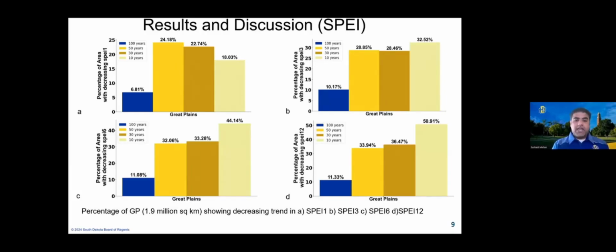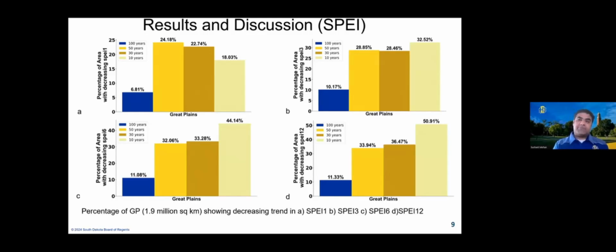Finally, in chart D, for SPEI 12, the percentage of the area showing a decreasing trend is even higher, with 50.91% of the Great Plains region exhibiting increasing dryness over the last decade. This is a significant increase from 11.33% seen in the last 100 years. These results clearly show an upward trend in drying conditions across the Great Plains, particularly in the last 10 years.